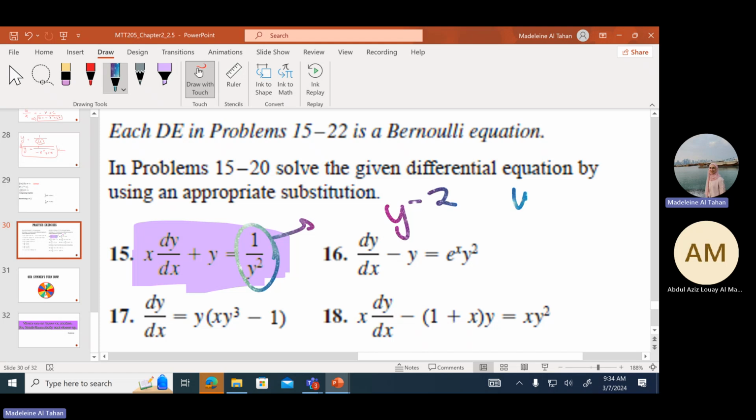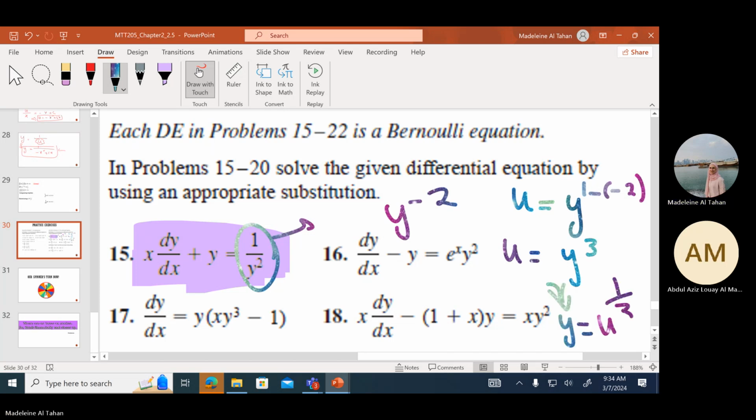Thomas, how did we start? U equals y to the power of 1 minus... So U is equal to y cubed, right? Then y is equal to U to the power of 1/3, right, miss?